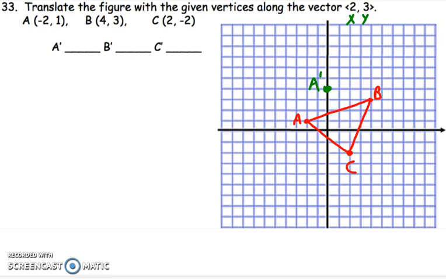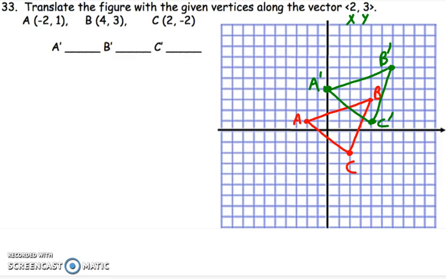Then let's take our B here. I'm going to count over 2 to the right, and 1, 2, 3. I'm going to go up 3. So this is my B prime. And with my C, I'm going to go 2 to the right and up 3, and that's my C prime. I'll connect the vertices here, and there is my new triangle.